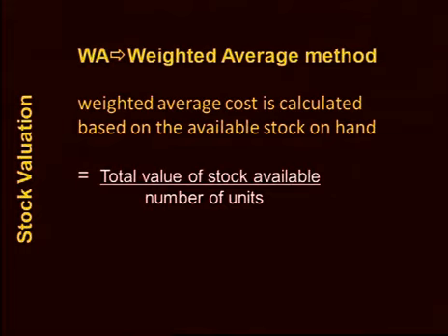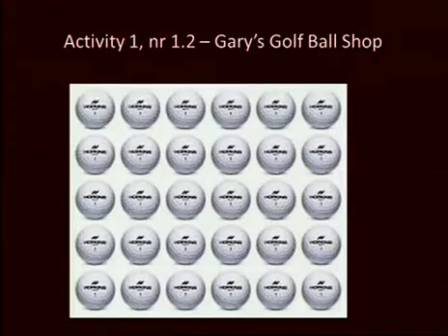The weighted average, what you do to calculate it is you take the total value of your stock available, which includes your opening stock, and you divide it by the number of units, and that will give you a weighted average for your stock. Okay, now let's go back to Gary's golf ball shop, and this time do the same but by using the weighted average.